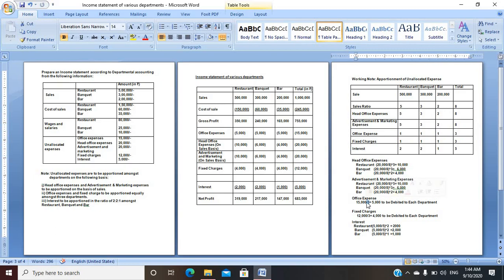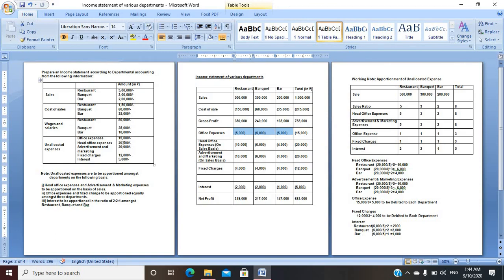So now you understand 15,000 divided by 3 gives me the figure 5,000 to be debited in each department. Same, I mentioned 5,000, 5,000, 5,000 in all the departments, right? Head office expenses on the sales basis. So head office expenses are here.